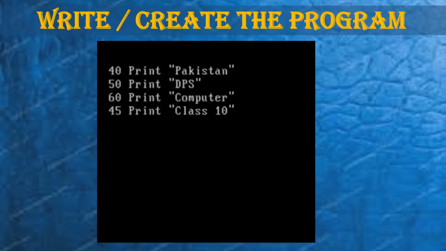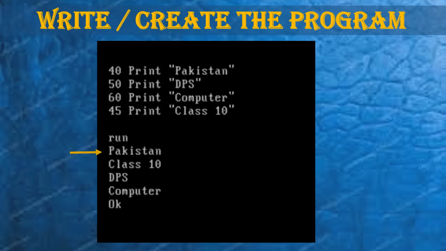Okay, let's consider an example. I have written 4 lines in the program: Pakistan, DPS, computer, and class 10th. And I hope these would be printed in sequence. So, what do you think? Which thing will come first? Pakistan, and then class 10th, and then DPS, and then computer. Yes, you are right. The GW-BASIC compiler or interpreter or translator, whatever you say it is, follows the sequence of line numbers.